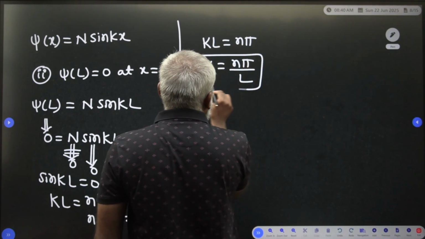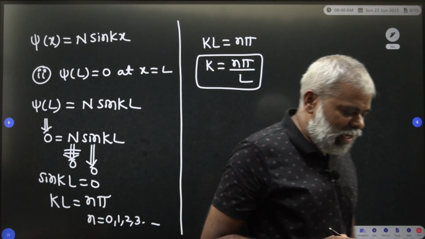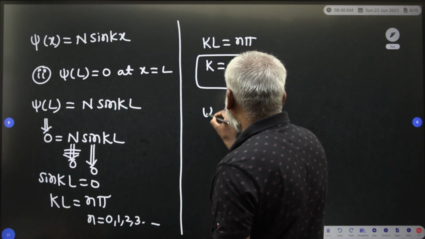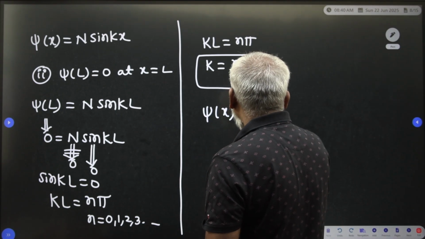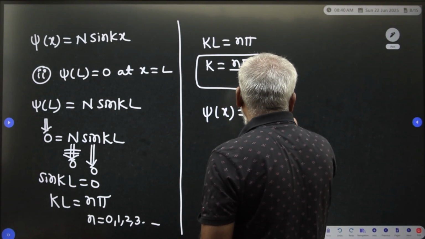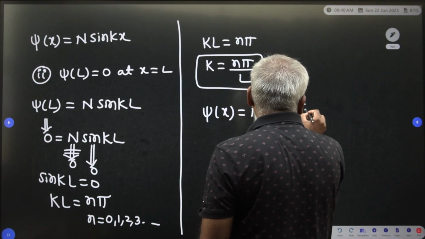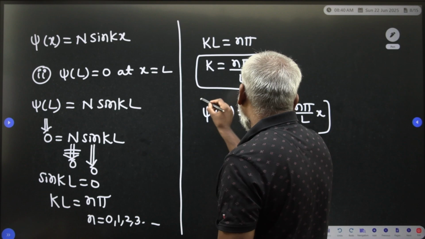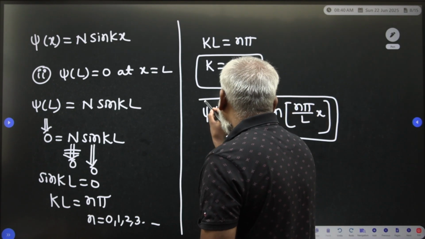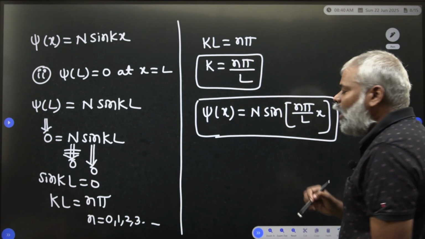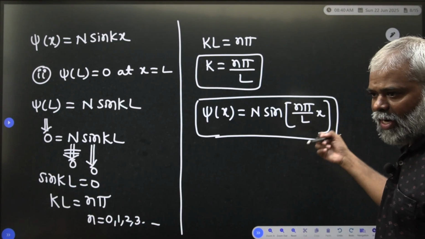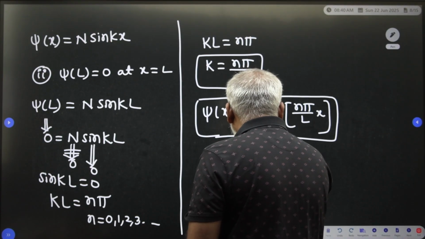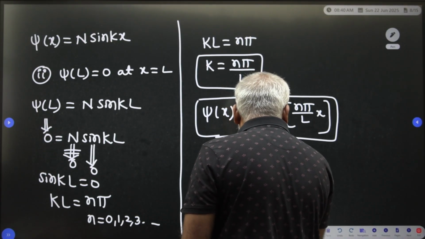If k is equal to n pi divided by L, we have to write psi of x is equal to N into sin of n pi by L into x. Now we need to calculate the N value. How do we calculate the N value?